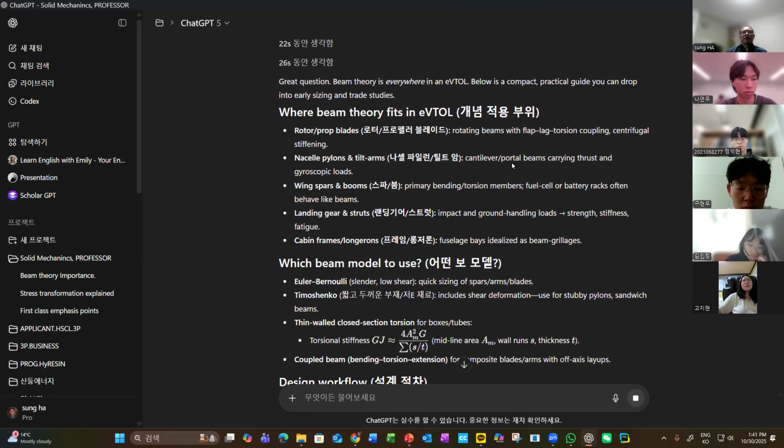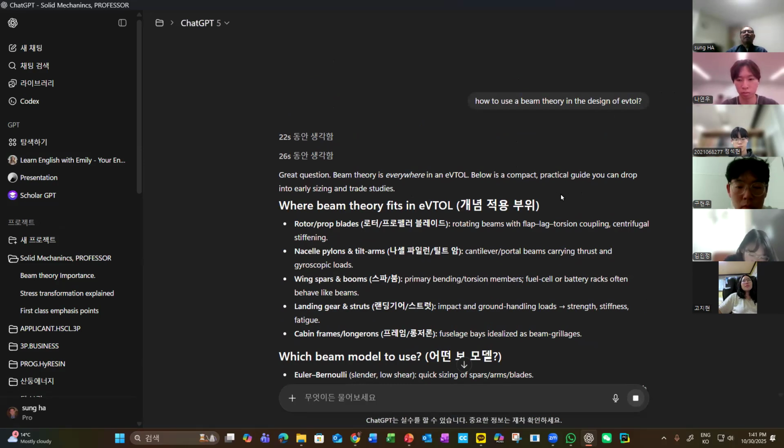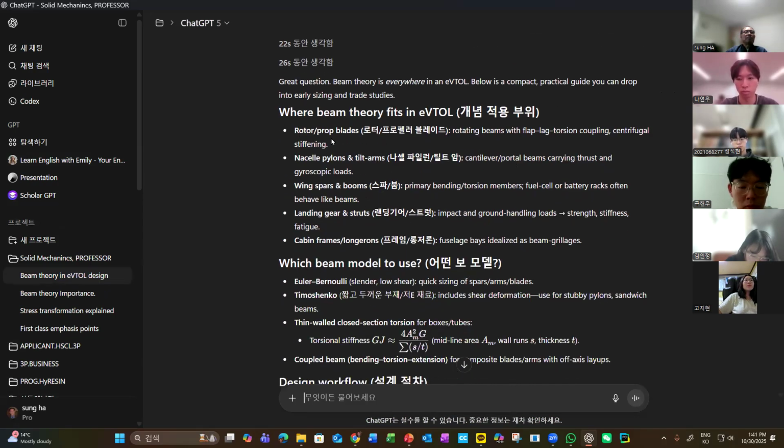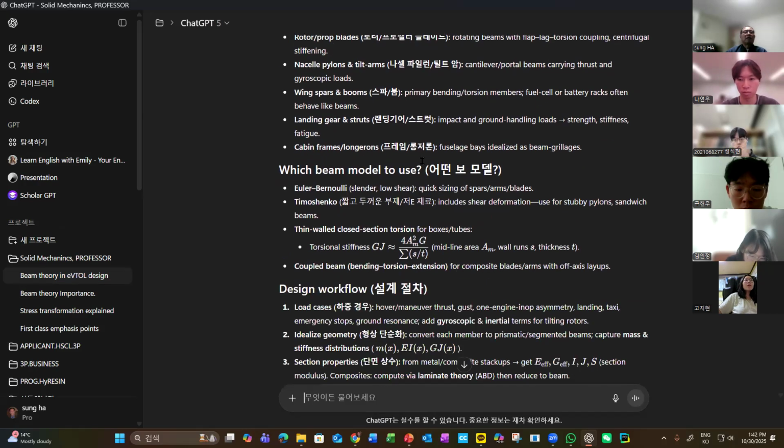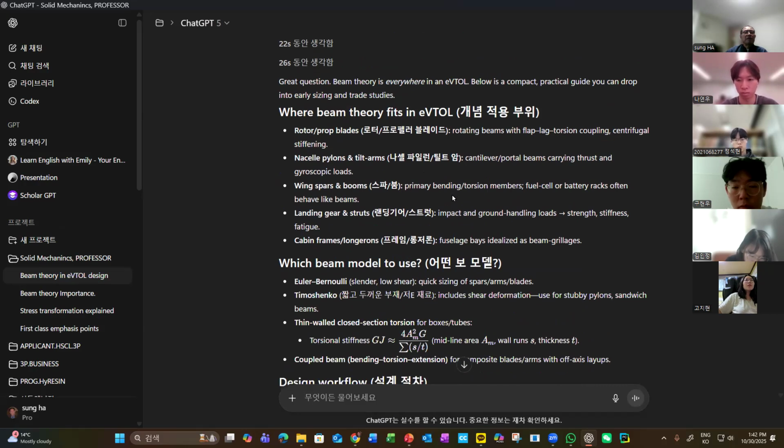So below is a compact and practical guide you can drop into early sizing and trade study: rotor and propeller blades, rotating beams with flap, lag, torsion coupling, centrifugal stiffening. Well, we can come back here, but then say landing gear, frame, and spar and boom. This is one of the structures we are considering.